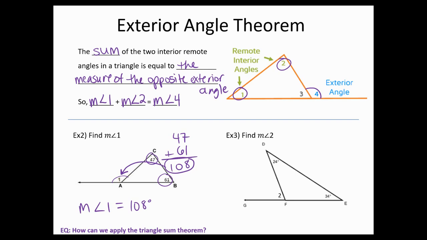So much faster than how we did it in example 1. All right, example 3, same kind of thing. Again, take the far away ones. I want to find angle 2. This is the one I want to know. I take the angles that are far away, the 24 and the 34, and add those up. I get 58. And so the measure of angle 2 is 58 degrees.